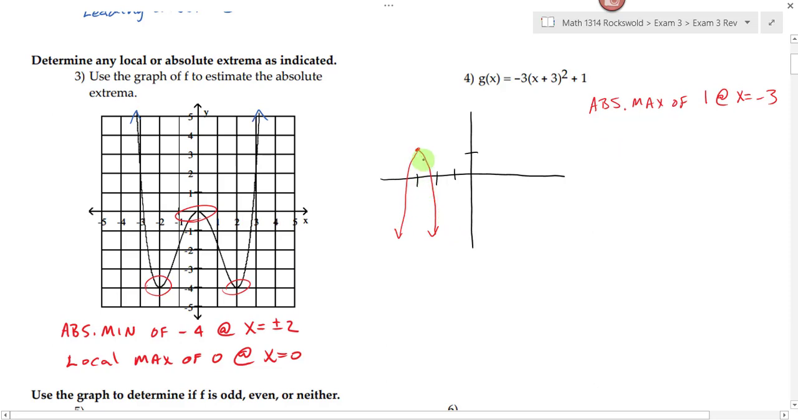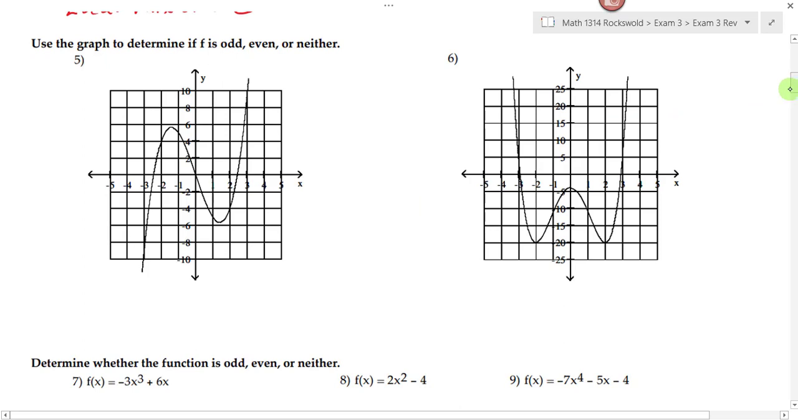And do I have any local? The absolute max pulls double duty as a local max, and I don't have any local min, so we're done with this problem. You've got to remember everything you ever learned in this course. If you've learned how to graph quadratic functions using transformations, I'm assuming you still remember that. Remember, your final exam is cumulative, so you don't want to forget anything ever.